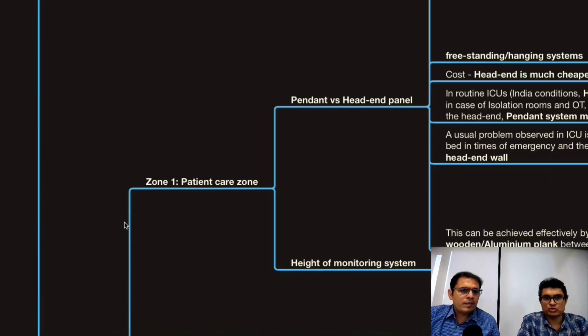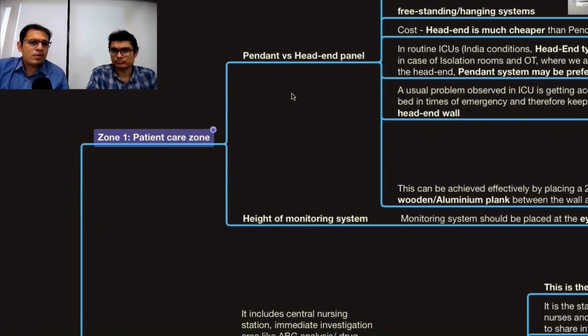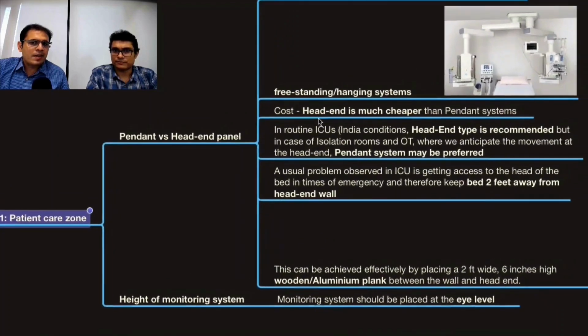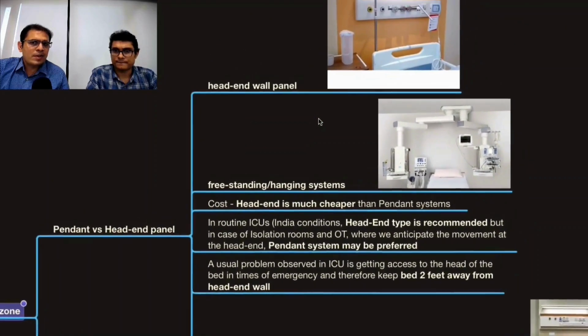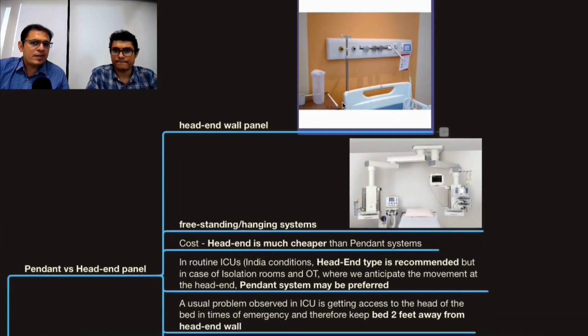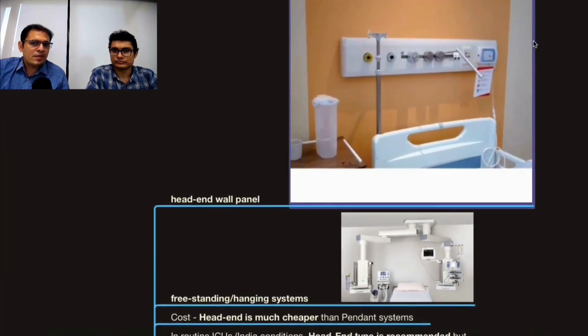Let's talk about the zones of the ICU. There are normally 4 zones. The first zone is the patient care zone, in which we can have the bedhead panel. The bedhead panel, which we normally see and recommend, is a head wall panel. This is cost-effective and easy to maintain. And normally in most of the ICUs, this is the one which is practiced.